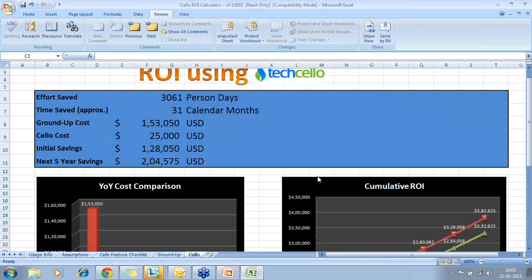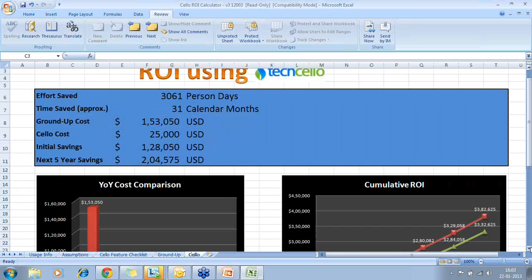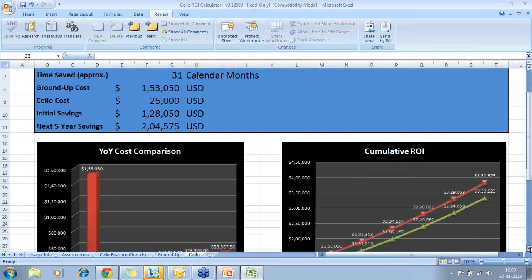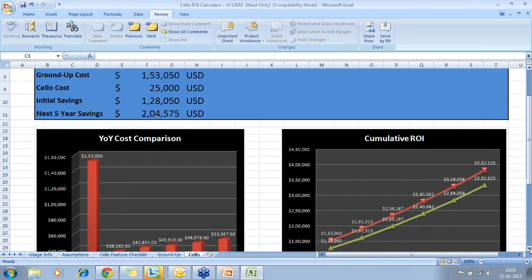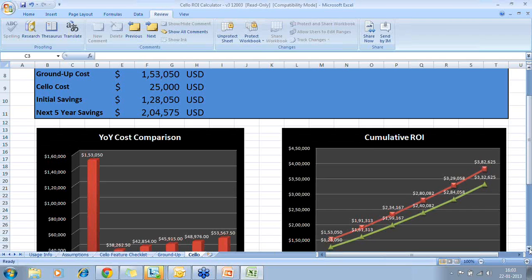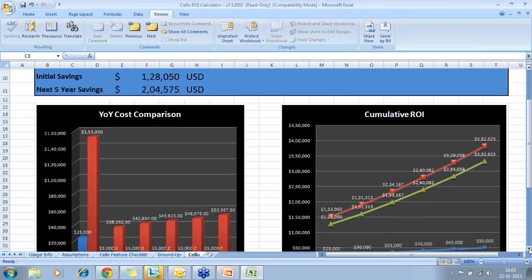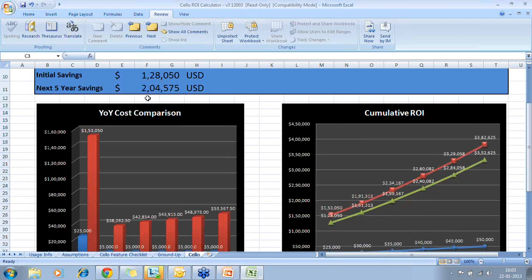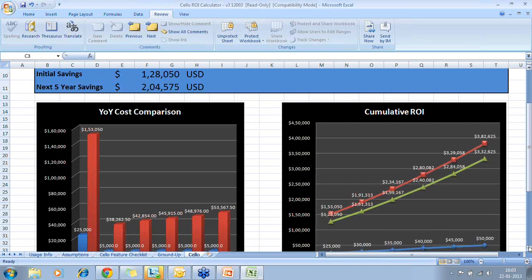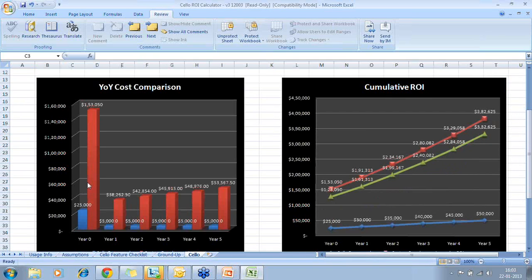So straight away you make a saving of 128K on your project, which can again be directly reflected on your bid, right? You can become so much more competitive with the kind of savings that you can get there. And not just that initial savings, but also down the line. If you have built something yourself, you want to keep maintaining it year on year, which is going to add up to another 204K, which you will be spending on the next 5 years, right? So this chart below gives you a year-on-year comparison.